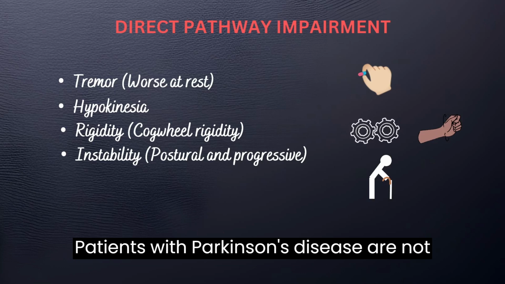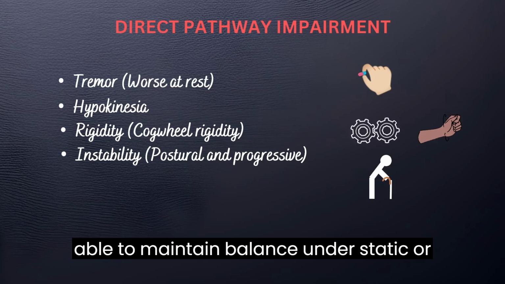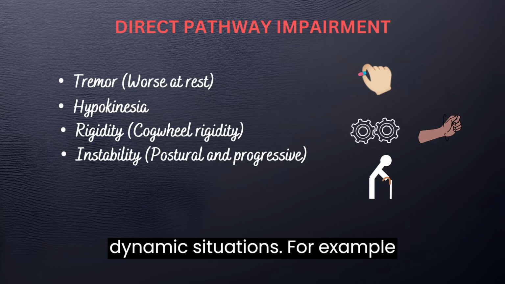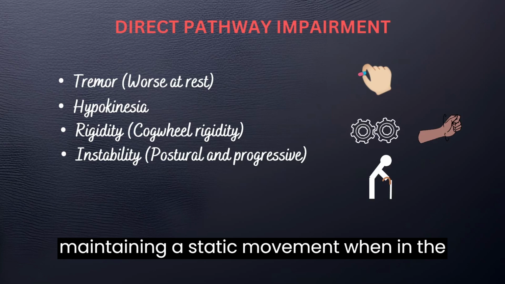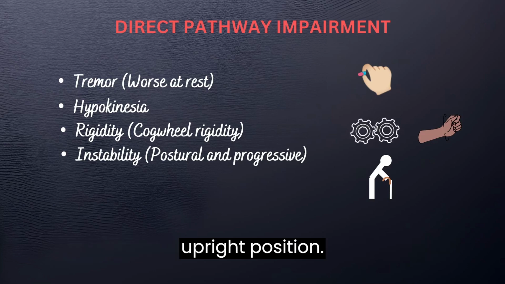Patients with Parkinson's disease are not able to maintain balance under static or dynamic situations. For example, difficulty with starting the movement or maintaining a static movement when in the upright position.